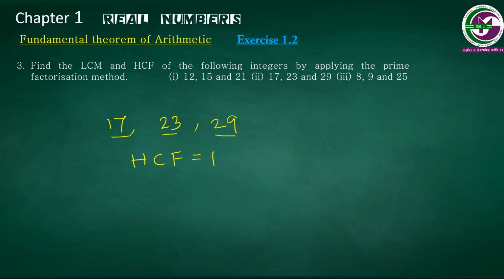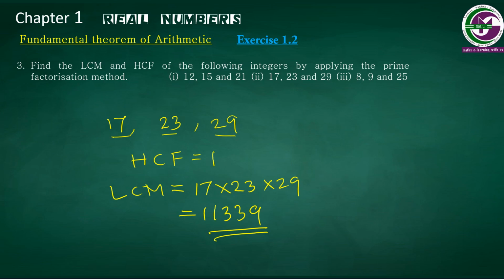Now to find the LCM, since there are no common factors, 17, 23, 29 are the factors of themselves. So we'll multiply 17 times 23 times 29. The answer is 11,339. So this is the LCM. So HCF is 1, LCM is 11,339.